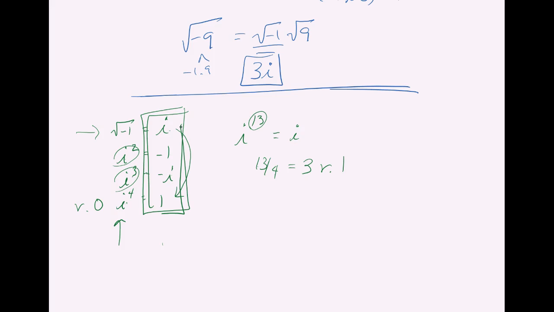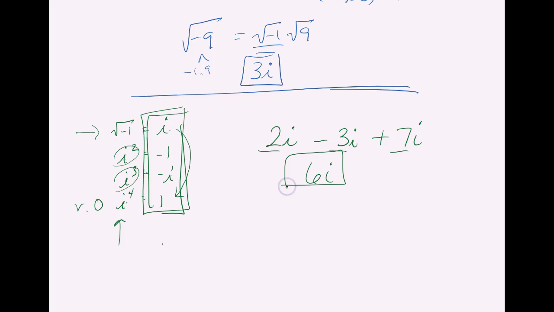So now what else can you do with these? Well, if you are adding or subtracting imaginary numbers, like 2i minus 3i plus 7i, these things operate just like an x term, like a variable. You would just focus on the coefficients and do the math. 2 minus 3 plus 7. Well, that would be a 6i. And that's how you'll answer your question, okay?